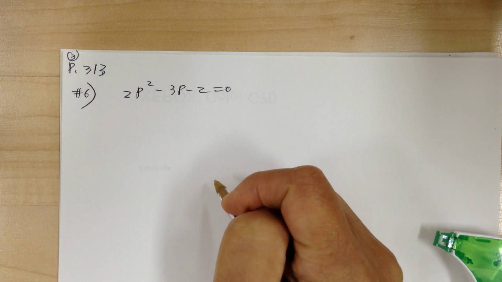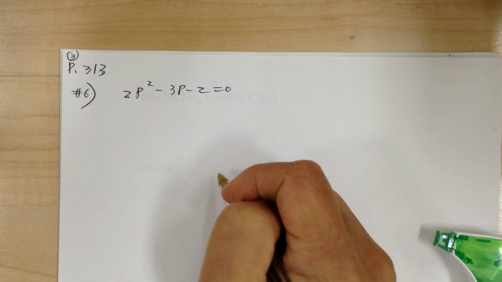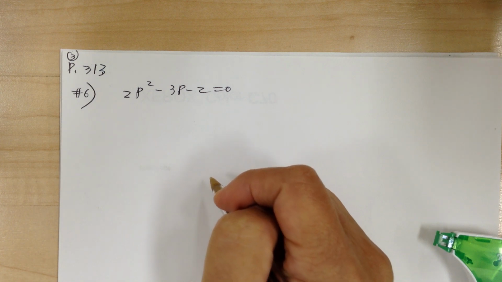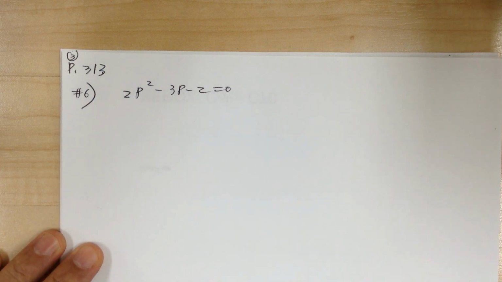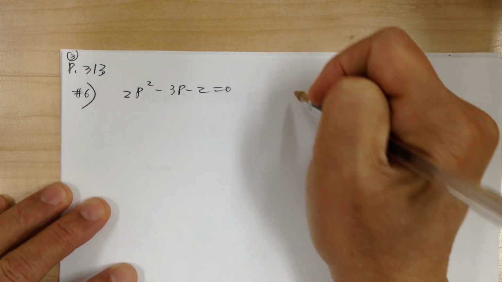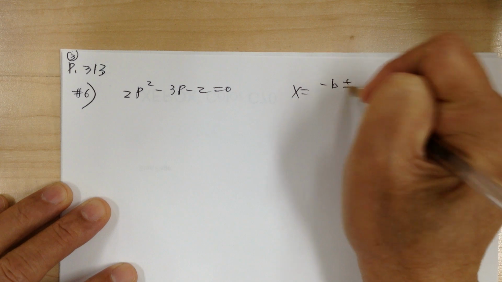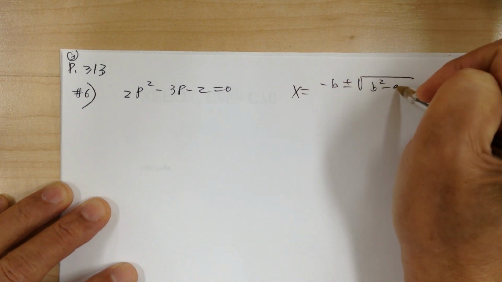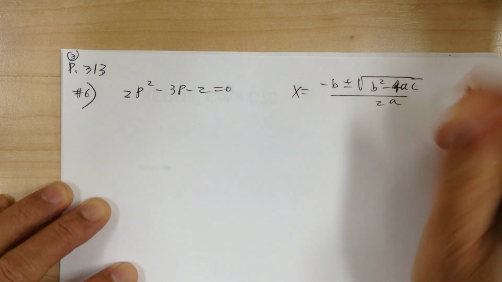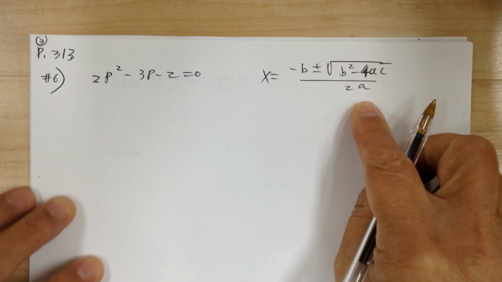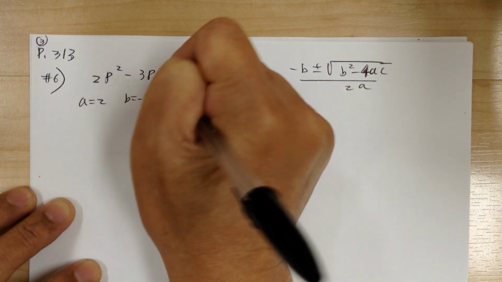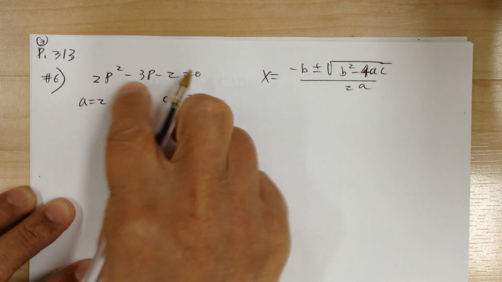And this one says solve each equation. So since this lesson is on the quadratic formula, let's solve by the quadratic formula. The quadratic formula is x equal to negative b plus or minus square root of b squared minus 4ac, over 2a. So make sure you have this formula. So a equal to 2, b equal to negative 3, c equal to negative 2. So that's your a, b, c.